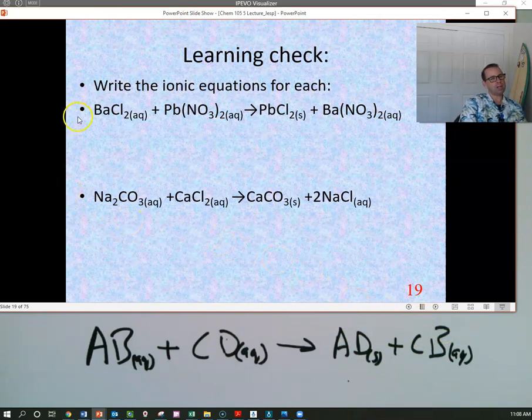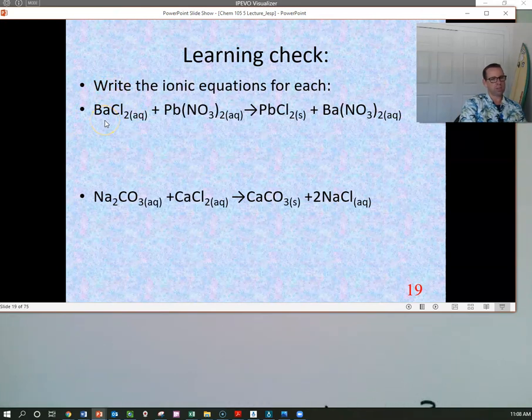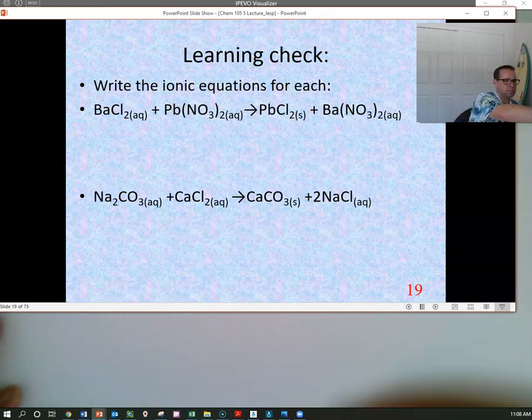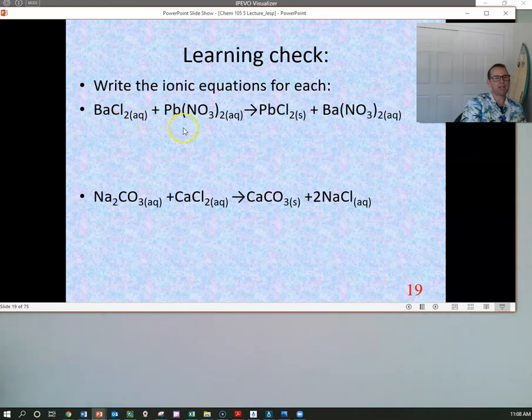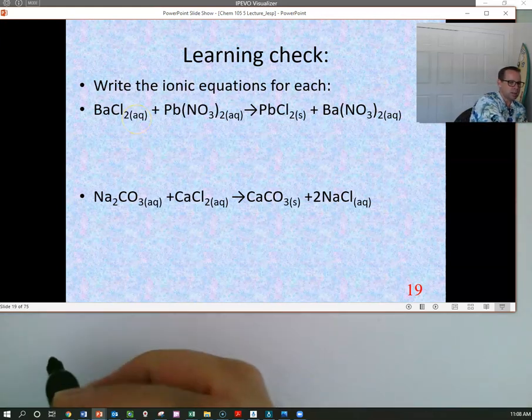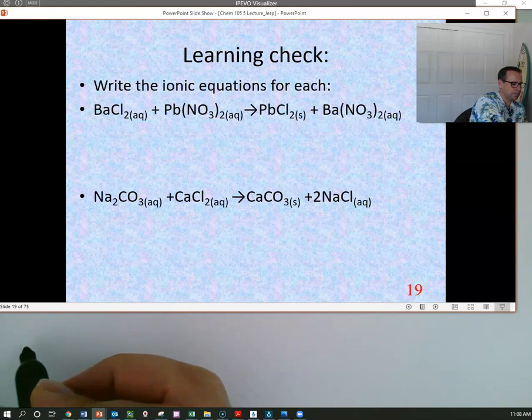So let's write the ionic equation for this reaction here. Okay? Can I break barium chloride up into its ions? Yes. How did you know? Because it's an ionic compound and it says aqueous right there. So that's another way we can know it's soluble. So what are the ions that are going to result when I break that up?